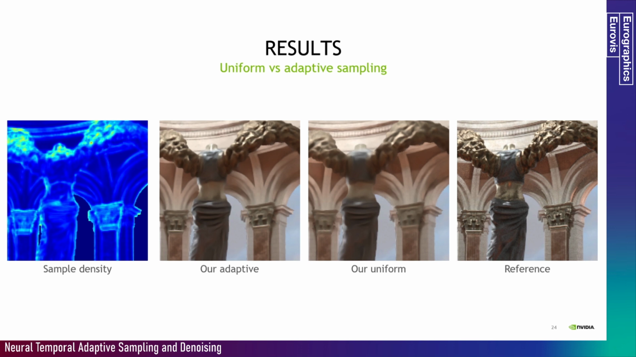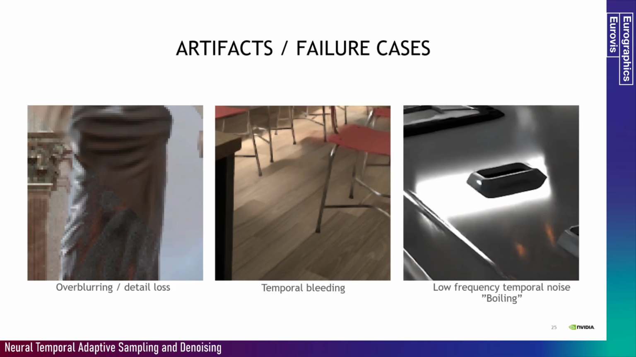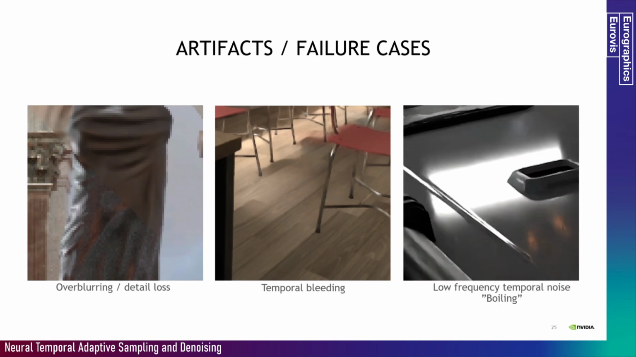Interestingly, the temporal aspects of adaptive sampling are not as noticeable as we first thought, because when you look at an animation, you don't tend to look straight at or gaze track areas with disocclusion. So even if the noise is higher here, it's not that noticeable. I will round off with some artifacts and failure cases.